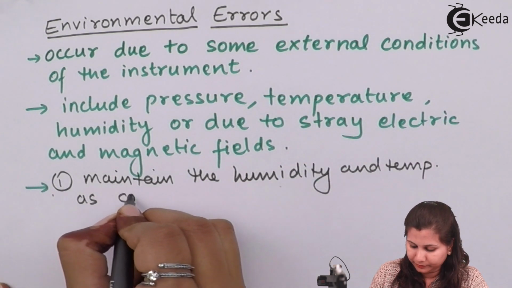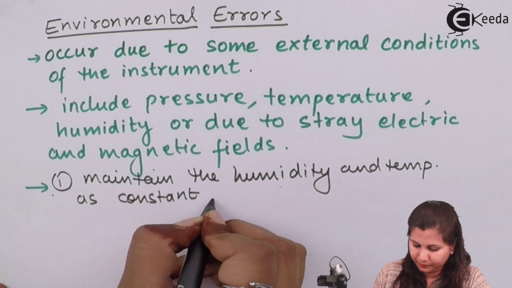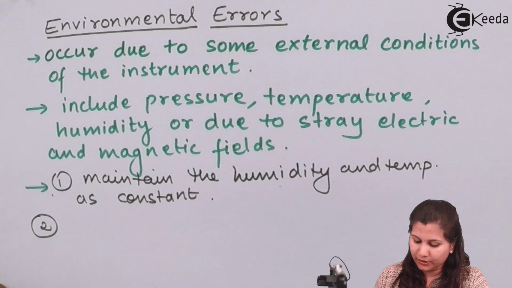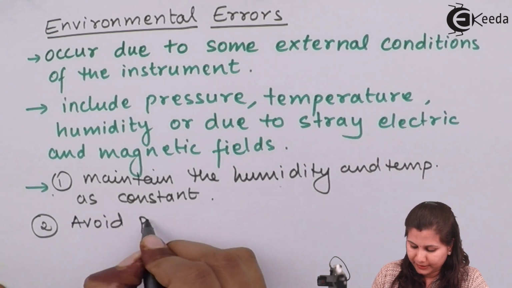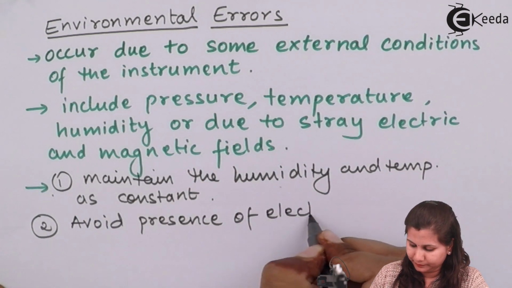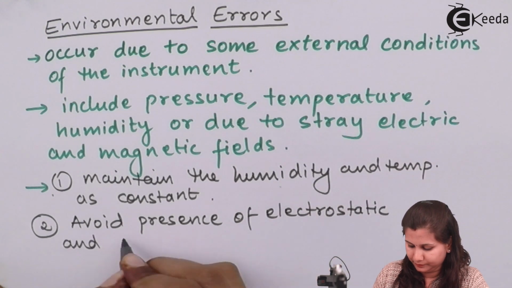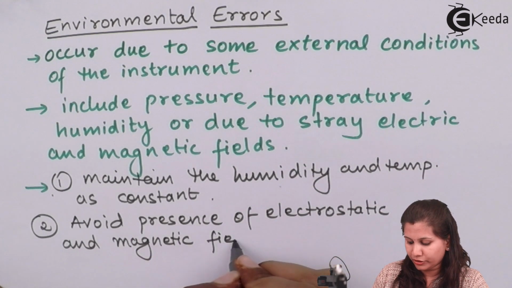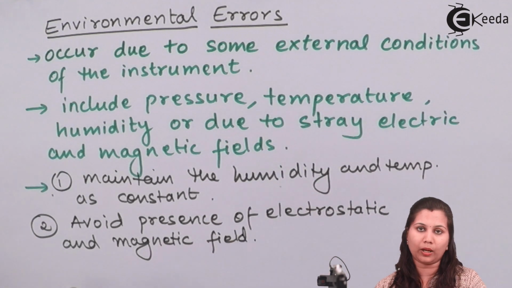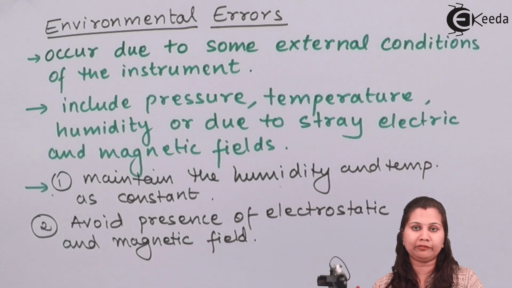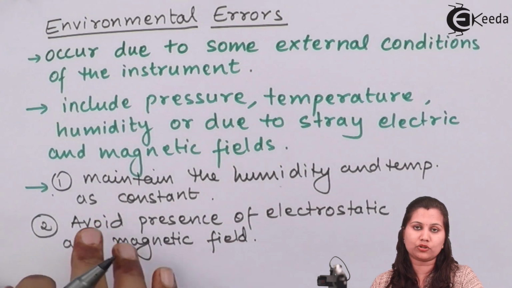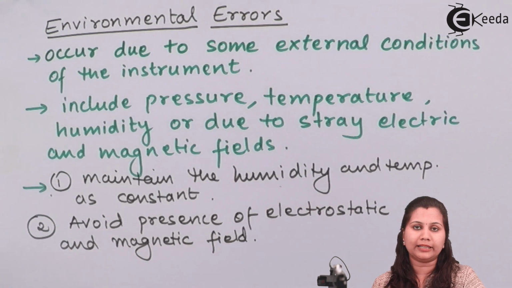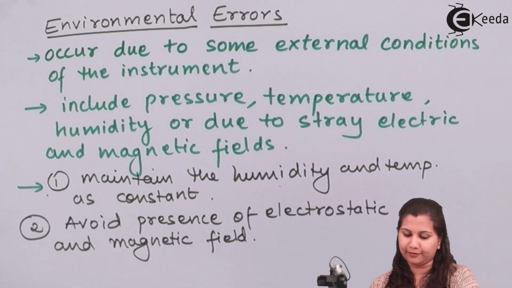As constant. And the second way to reduce it is to avoid it. For electric and magnetic fields, we can provide a shield around the instrument so that these magnetic and electric fields cannot affect the instrument. So if any error is occurring due to the environment surrounding the instrument, then those will come under the category of environmental errors.